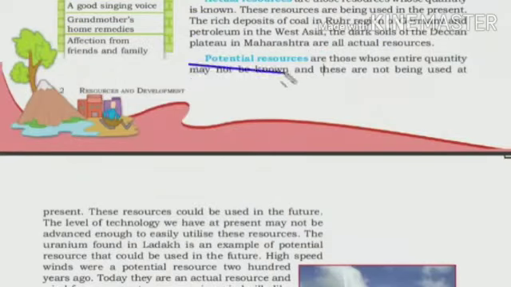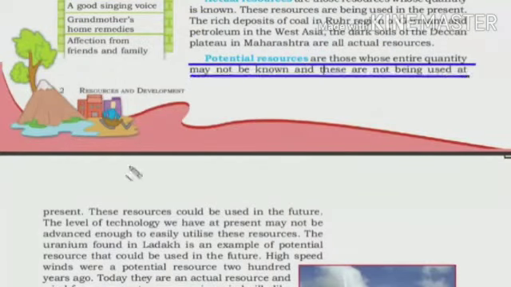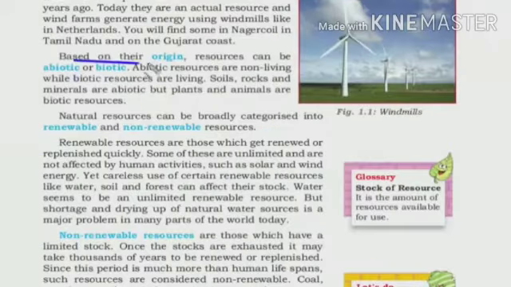On the other hand, potential resources are those whose entire quantity may not be known, but these are not being used at present. One of the reasons they are called potential resources is because we don't have the advanced technology to use a particular resource in its full-fledged manner. There are still a lot of things that need to be discovered and reused, but we just don't have the infrastructure at this point.